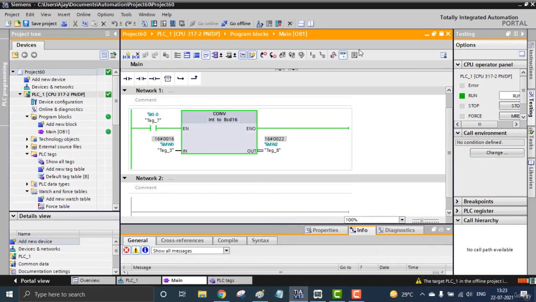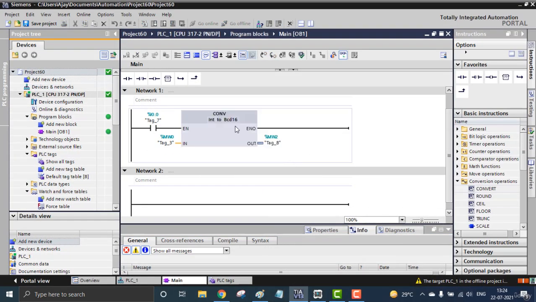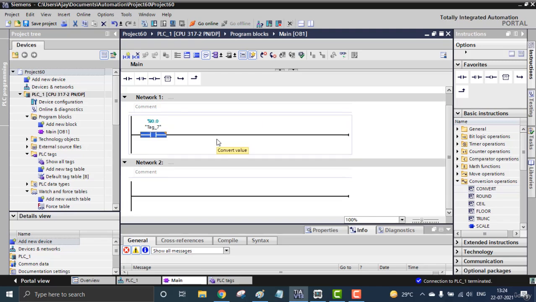So we can go for the next one. It's an important topic in Siemens: the conversion blocks. These are round, ceil, floor and truncate.